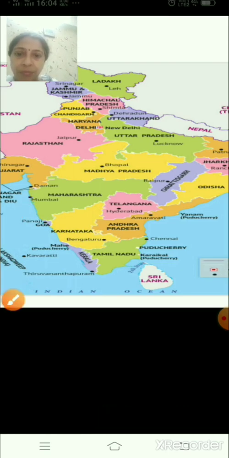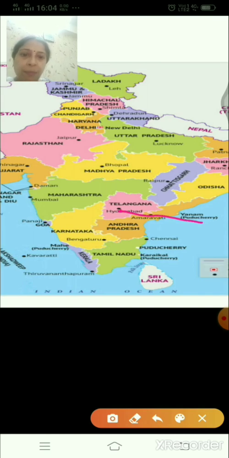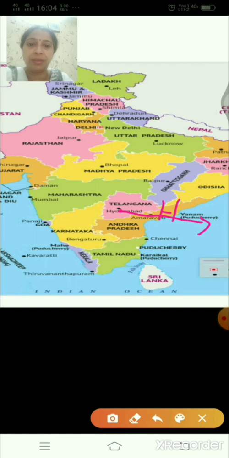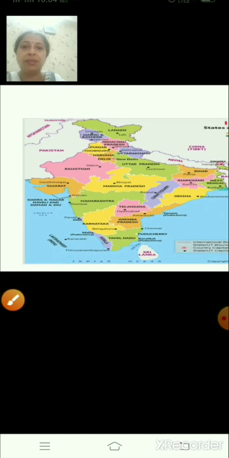Here, Telangana. See here, this is the capital. You'll put a dot, locate the place, and then you will write Hyderabad. Andhra Pradesh and Telangana have the same capital. Okay. Is that clear, students? This is how you will mark places on a map. Okay.